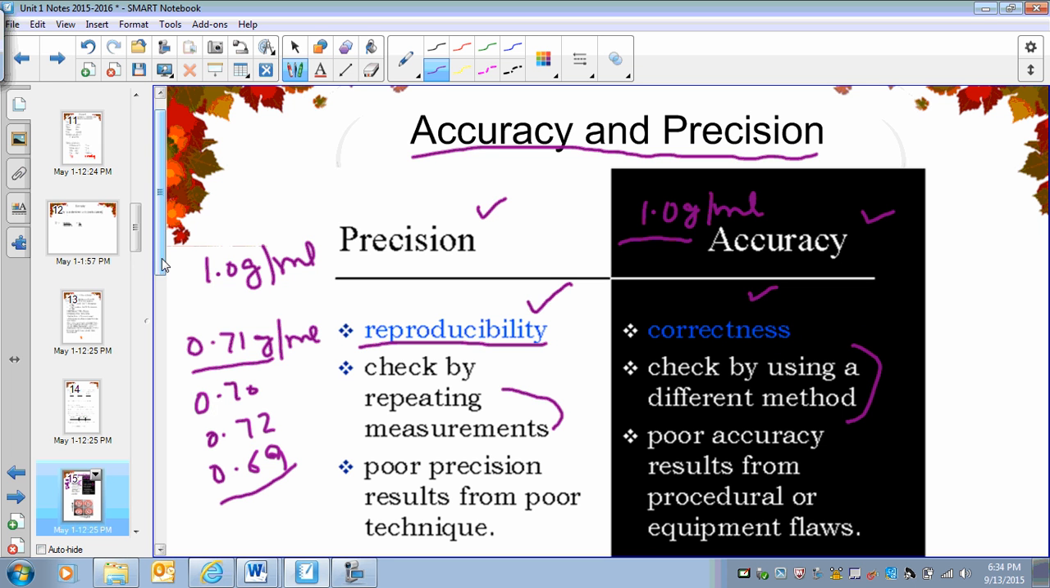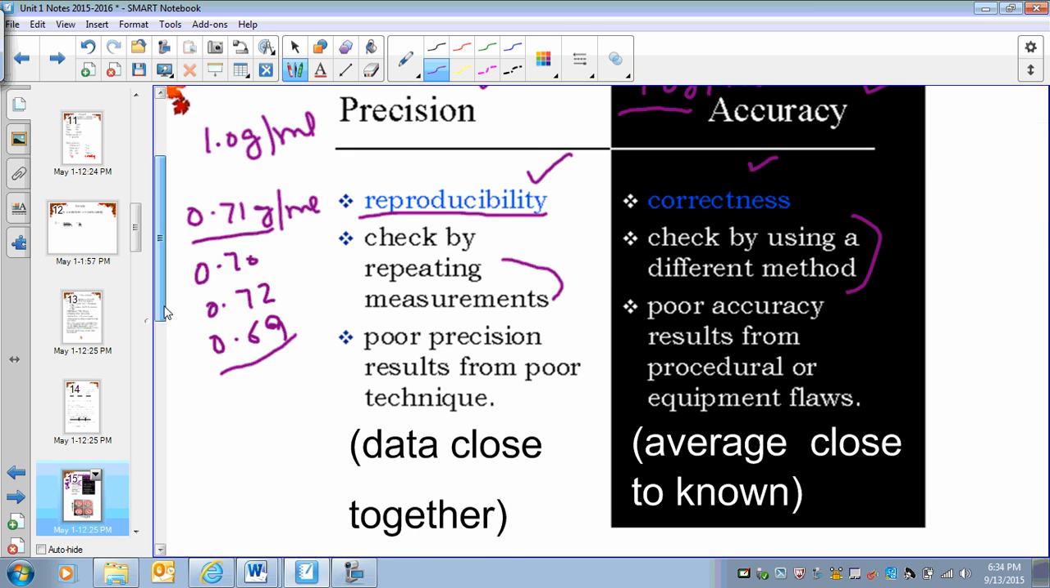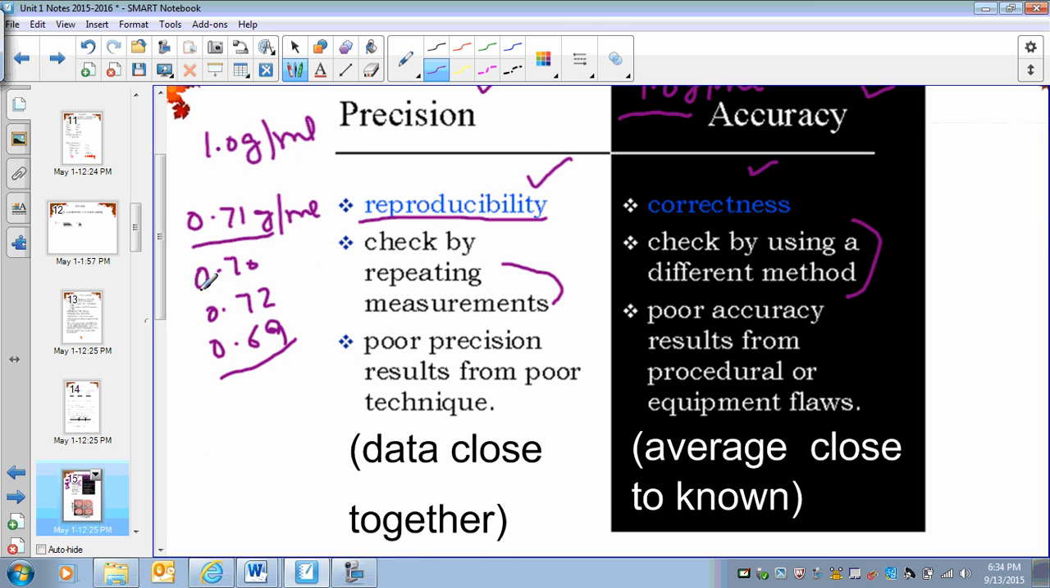Poor precision results from poor techniques, maybe some kind of error that we make while we are doing a process. Whereas poor accuracy could result from a wrong procedure that I was using, or there could be a flaw in the equipment. So that's why I don't have accurate results. But regardless of whether I have accurate results or not, I should have a precise result. If I'm not having a precise result, that means I'm using poor techniques.